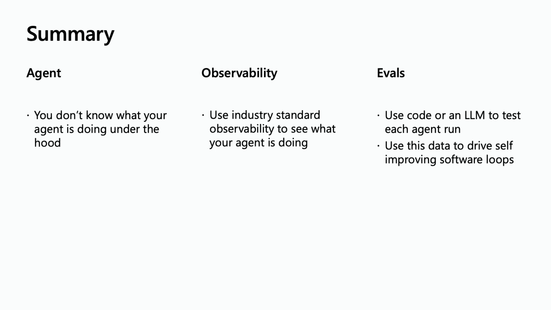Then once you've got this, you can start building evals. You're using an LLM as a judge to test your agent runs, see what it's doing. And then you can use this data to drive that self-improving software loop. You deploy your models to Foundry, you build a Microsoft Agent Framework application, you use GitHub Copilot CLI, you say, fix it, it goes off, fixes it, jobs are good. And there we go. That is how you can use evals to understand your application.